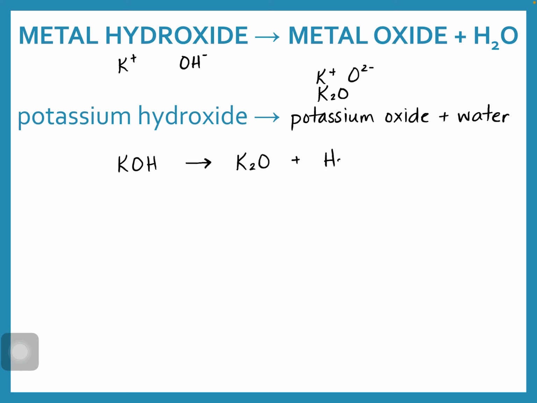And water, H2O. So I have 2 potassium here, only 1 here, 2 hydrogen here, only 1 here. So that takes care of both potassium and hydrogen. That leaves me with 2 oxygens, and I have 2 oxygens, so that is now balanced.